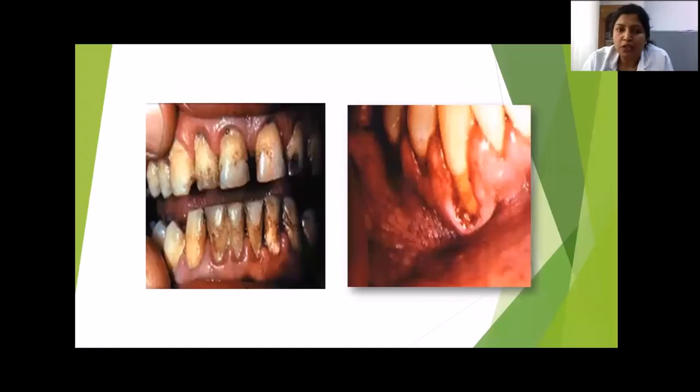This is the staining of the teeth, what we see. And the second picture shows the gingival recession. This is commonly seen in chewing tobacco users, where there is a quid placement. Because of the chronic mechanical irritation, the gingiva is lost in that area and the tooth tends to become mobile, and over a period of time it can shed on its own.